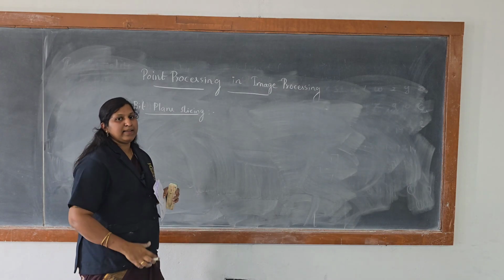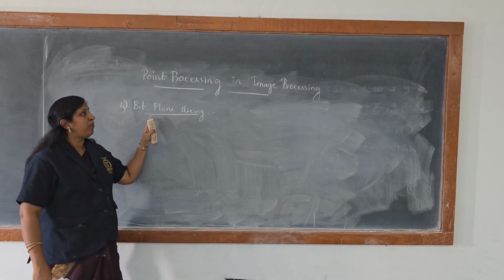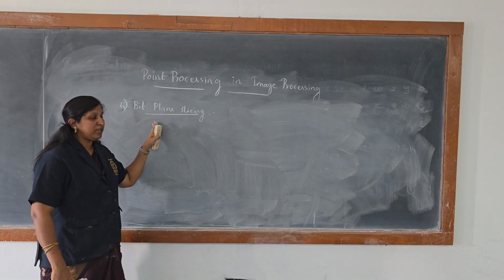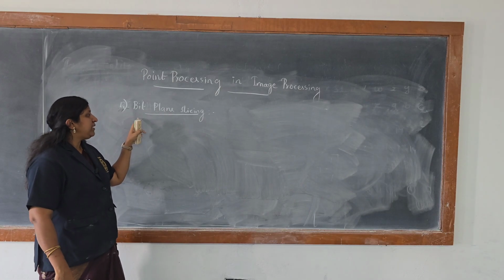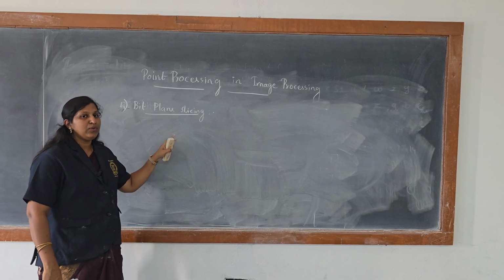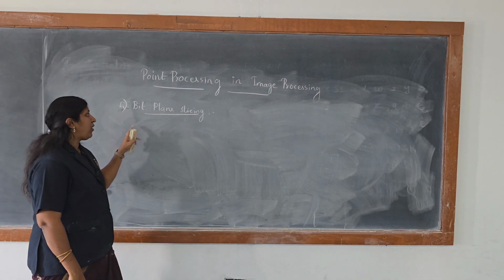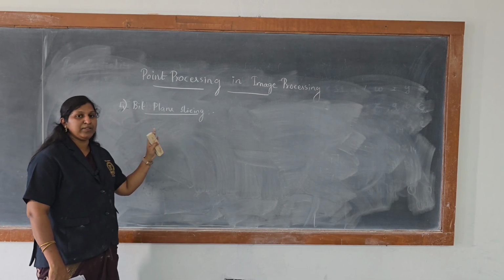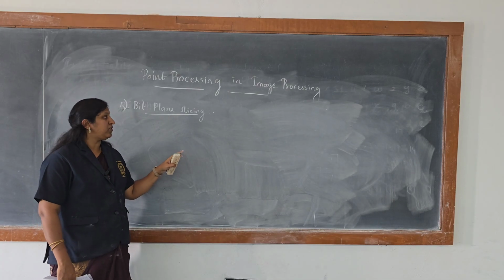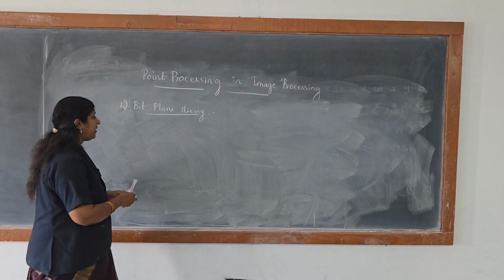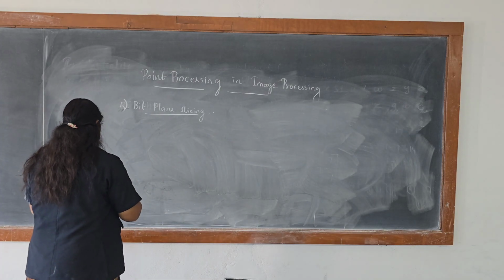So bit plane slicing is a kind of point processing. Here what we are doing is transforming a digital image into a number of binary images. The process of converting a digital image into a number of binary images is called bit slicing. Let's see how it performs. Here we use the relation.